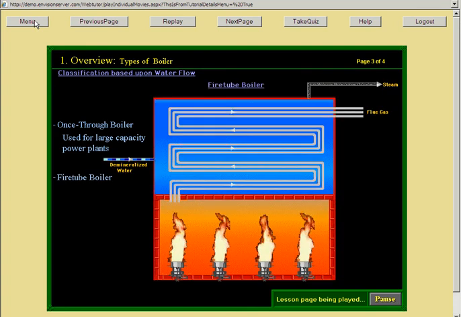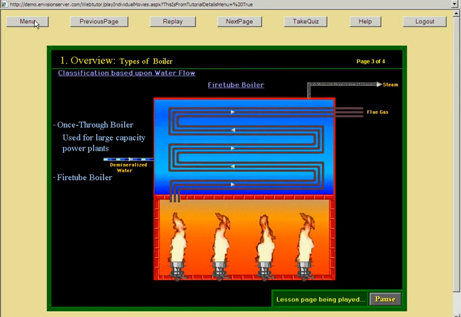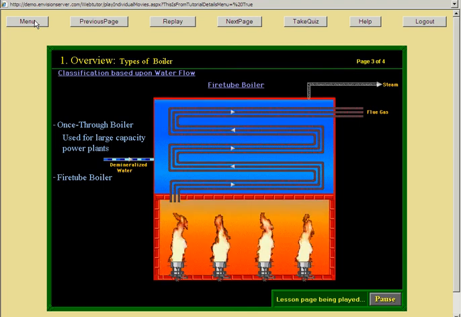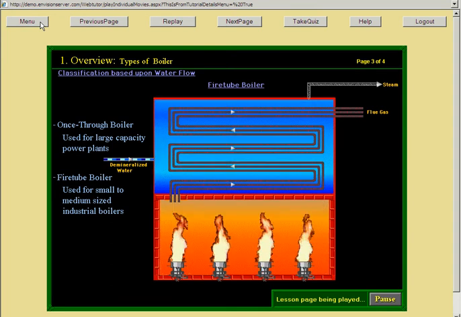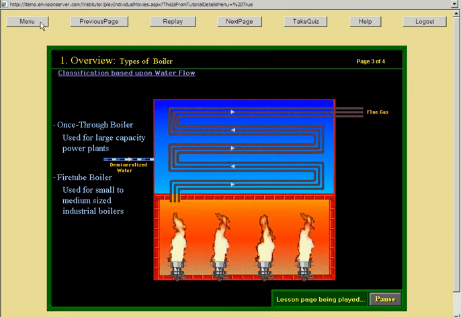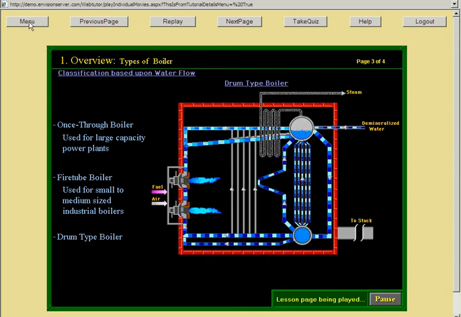In another kind of boiler, the flue gas flows through the boiler tubes, which are submerged in the water. The steam is generated by transferring heat from the hot flue gas in the tubes to the water on the shell side. This type of boiler is called a fire tube boiler, and it is used for small to medium-sized industrial boilers. The most commonly used boiler is called a drum-type boiler. In this boiler, the water enters a drum. It then circulates through the heating tubes to produce steam. The steam from the drum is further heated to higher temperature by the hot flue gas.